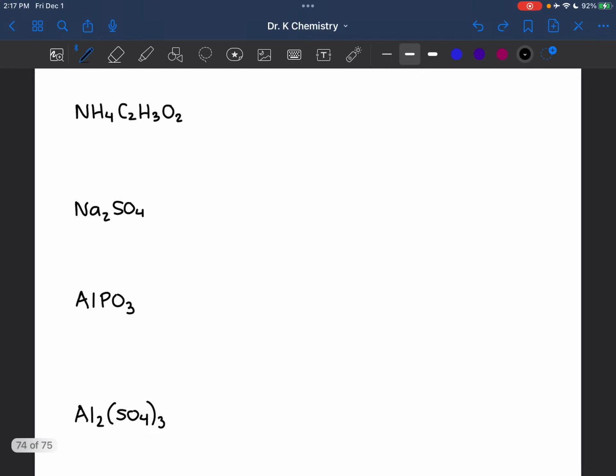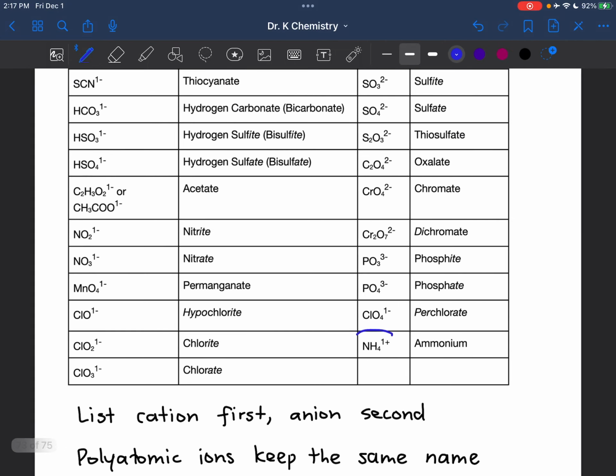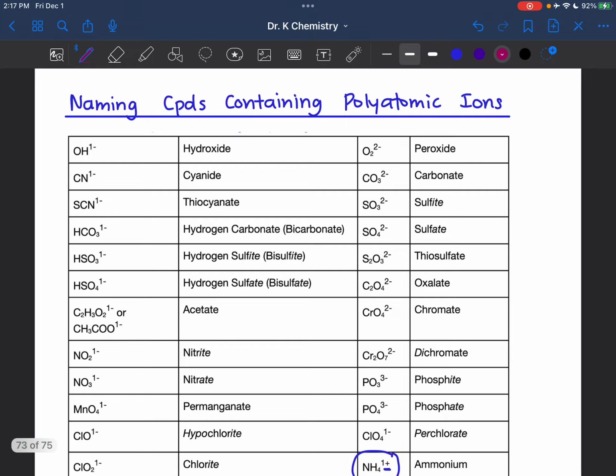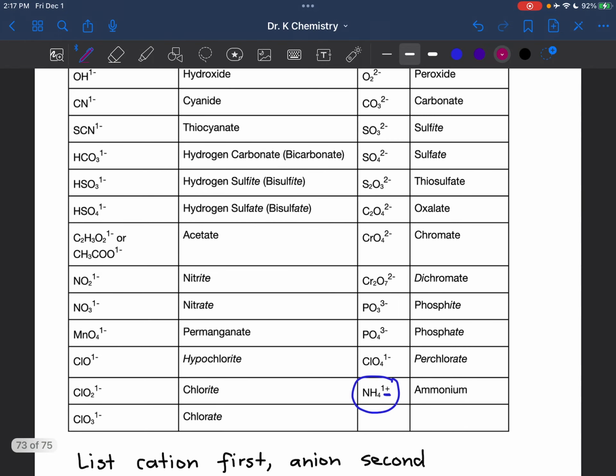So let's practice a few. As I mentioned, you're not going to change any endings. You're just going to list the name of the polyatomic ion. So here, the trickiest part is recognizing which polyatomic ion is present in the formula. And here I see NH4. If you don't have that memorized, that is the ammonium ion. Notice that it has a +1 charge. And that second ion, or the anion, is C2H3O2, which if you don't have that memorized, that is acetate. And notice that acetate also has a -1 charge.